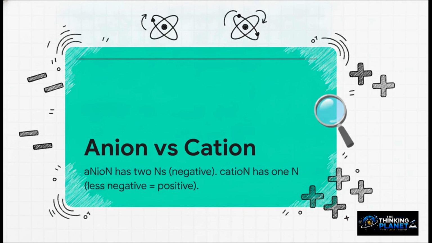Anions are negative. Now look at cation. There is only one N in cation, so it is less negative. And what is less negative? Positive. So cations are positive. It's a simple, perfect mnemonic to keep them straight.